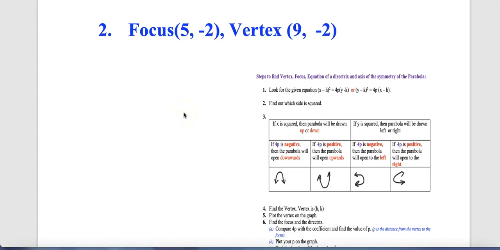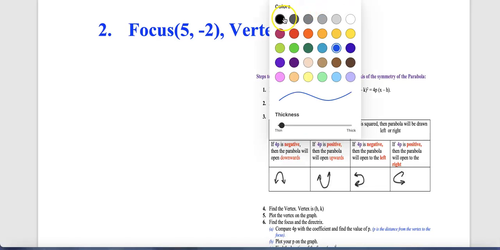So our second question is, we have been given focus 5 comma negative 2, and we have been given vertex 9 comma negative 2, and I have my steps over here. So let's start doing this problem.